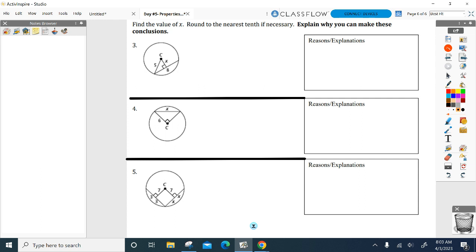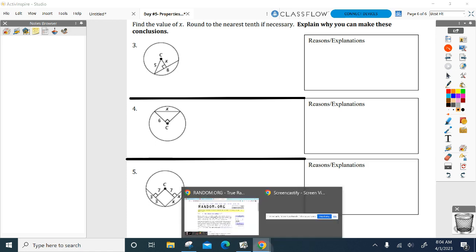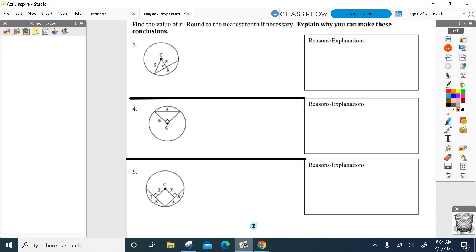Okay, here we go. Number 1 for you guys. Help me find x. What is the 8? The 8 is the whole thing. What do we call that in the circle that I labeled as a length of 8? Chord. That's a chord, right?